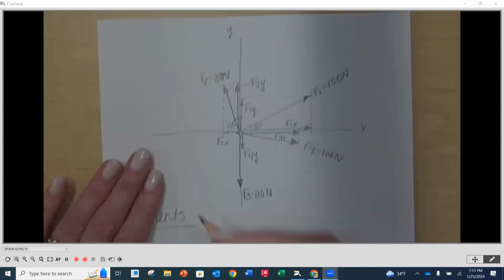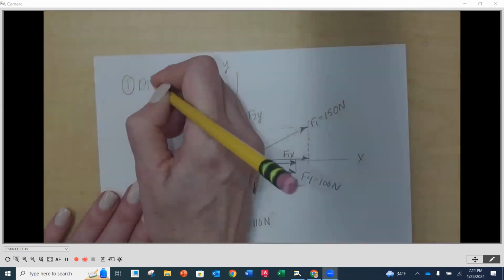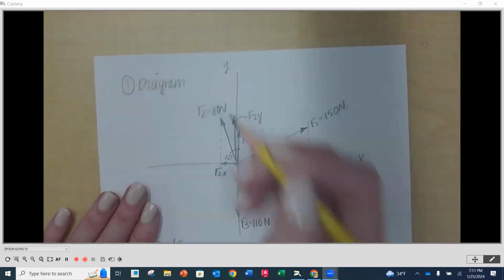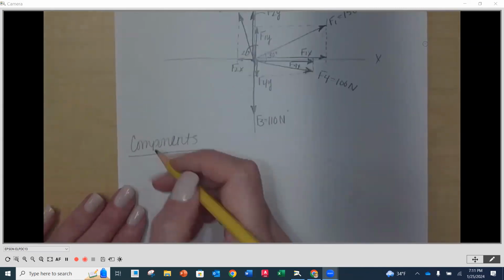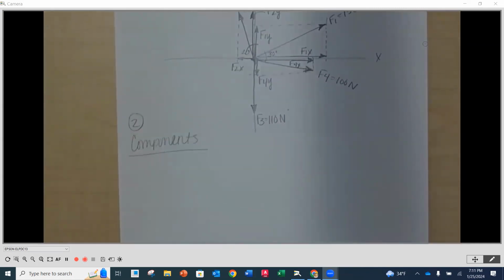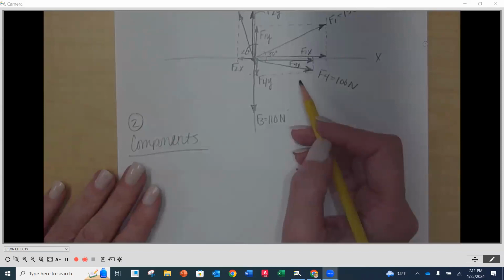Okay. So our step number 1 is our diagram and all of our labels. Step number 2 is going to be calculating our components. So we'll start with F1. We'll do the X and Y components.